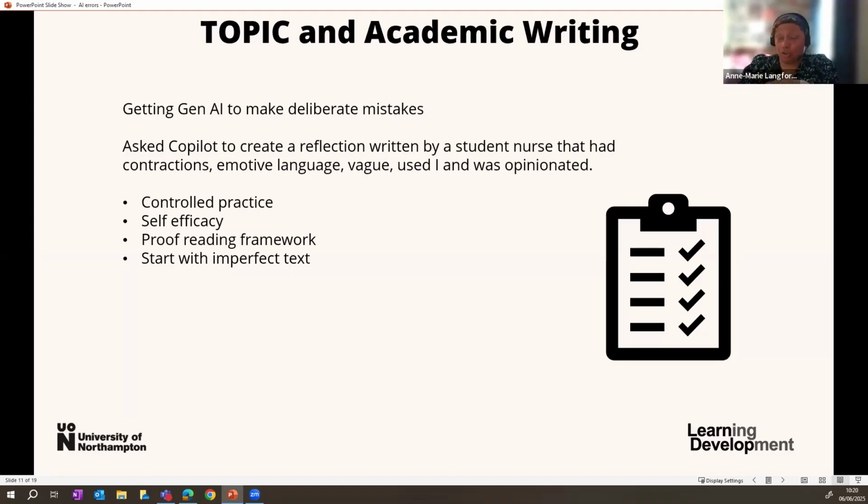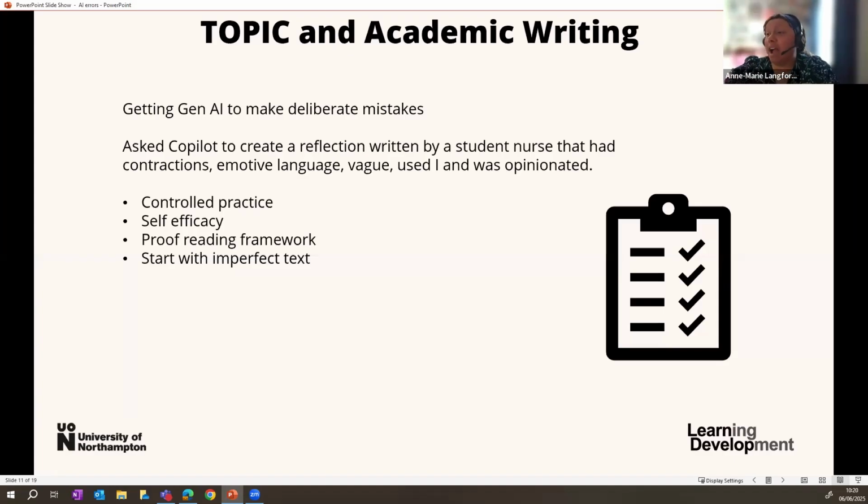So I asked Gen AI to create a nursing reflection written by a nursing student, and there's a topic checklist that learning developers use. So I asked it to break the rules of that topic checklist: use contractions, emotive language, be vague, use I, and be opinionated. And the idea here is I'm creating controlled practice of linguistic conventions to promote self-efficacy, so that they're going, oh, I found these errors and I can correct them. Aren't I brilliant? I am an academic writer after all.